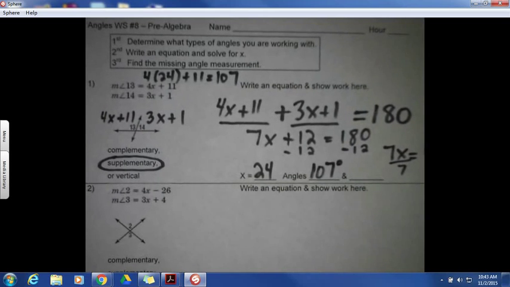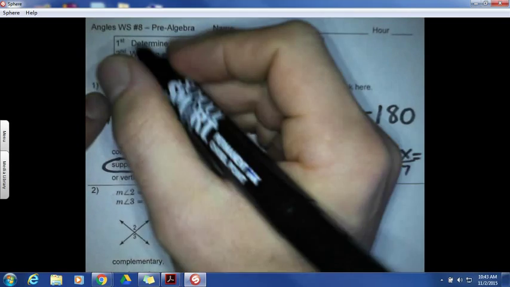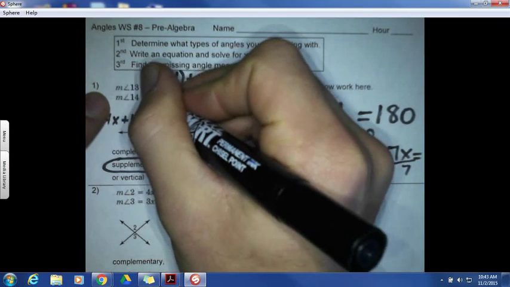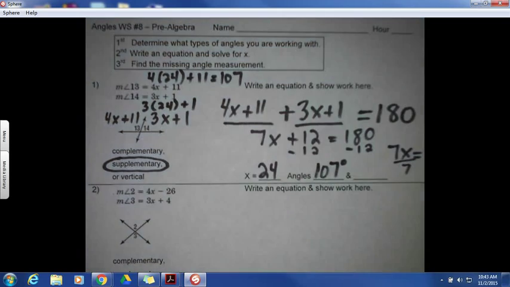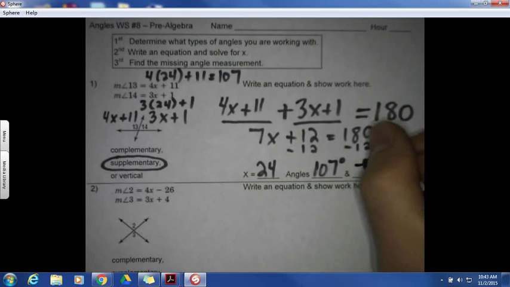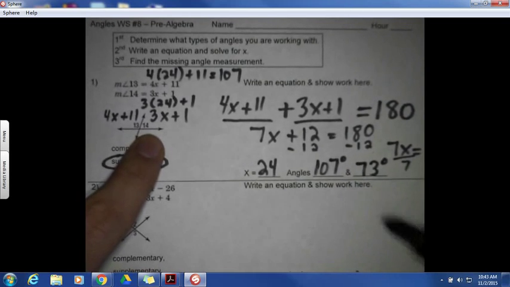Now, to find angle 14, we do the same thing. We're going to plug in 24 where our x goes. I'm going to rewrite it: 3 times 24 plus 1. 24 times 3 equals 72, plus 1 is 73. So the measurement of angle 14 is 73 degrees.